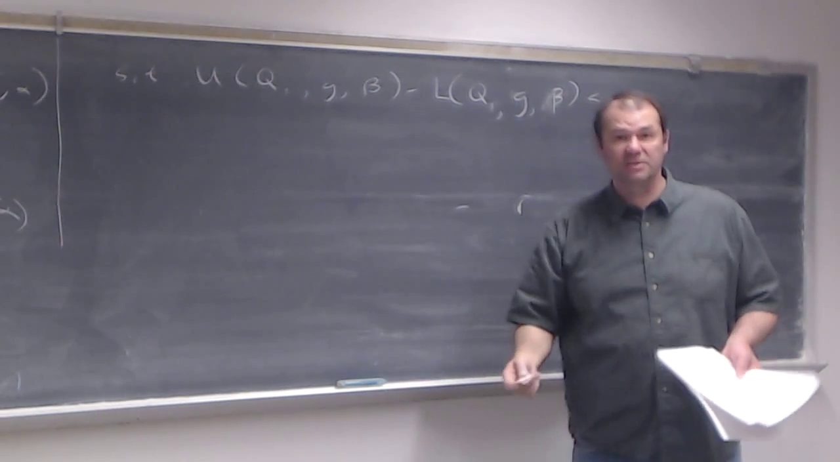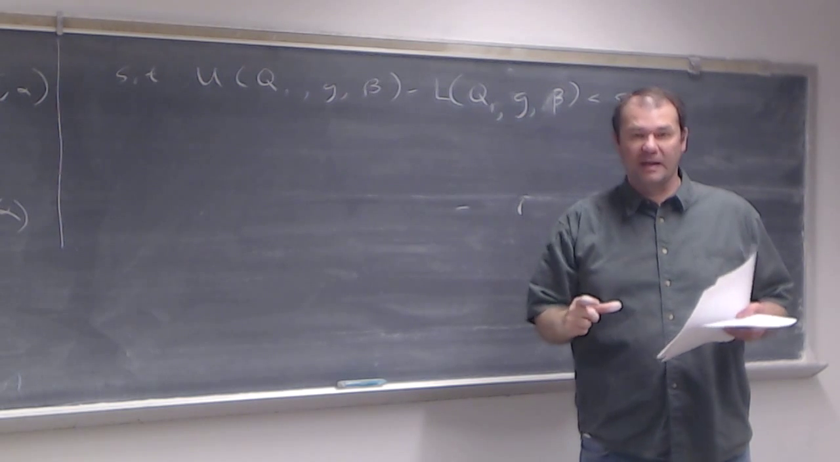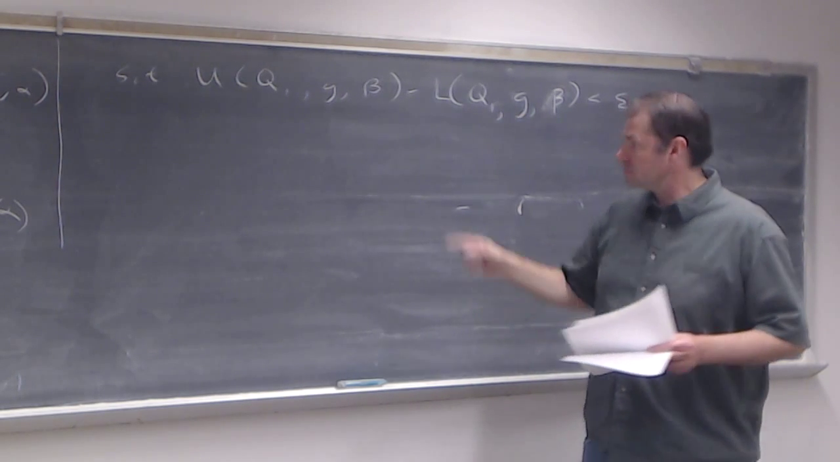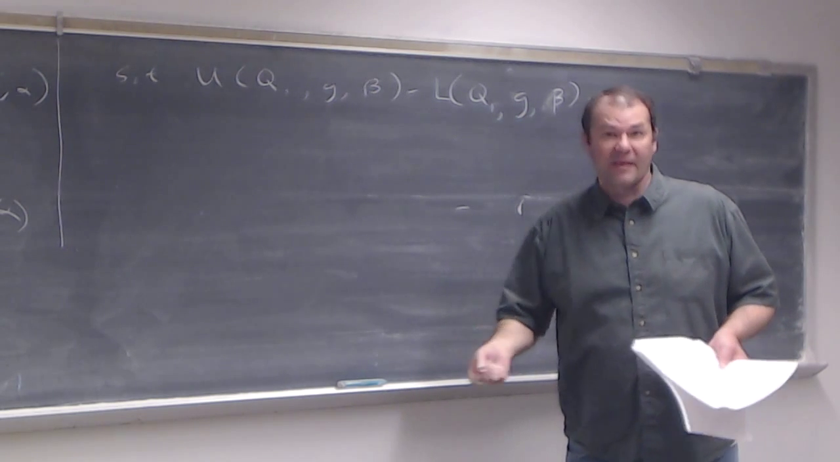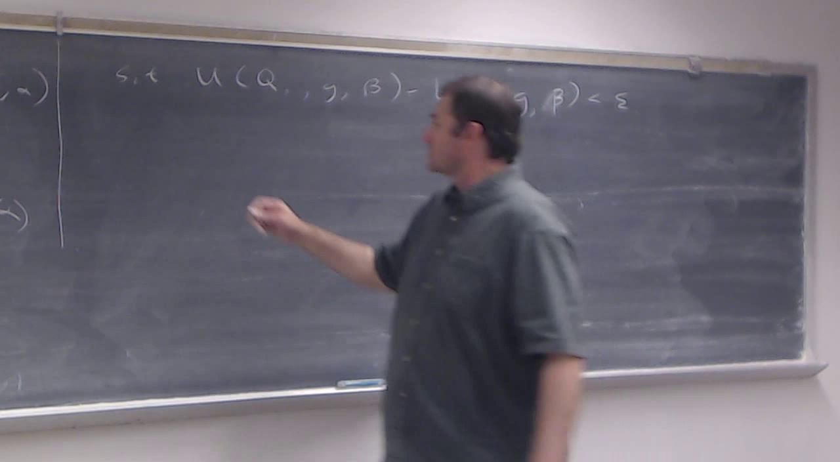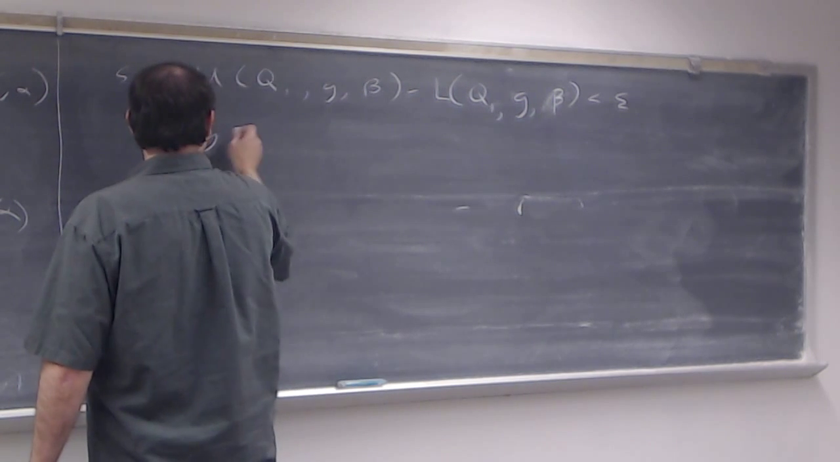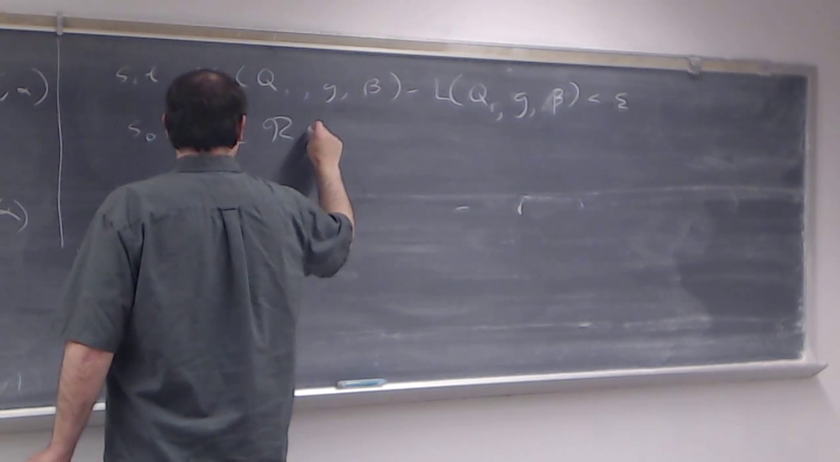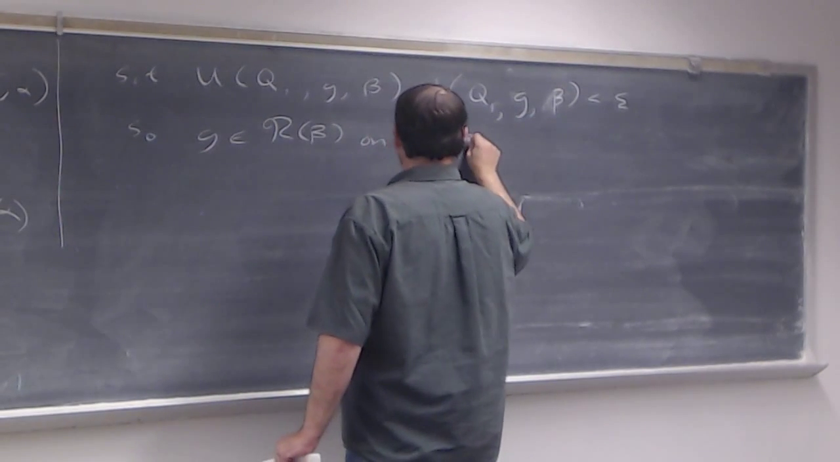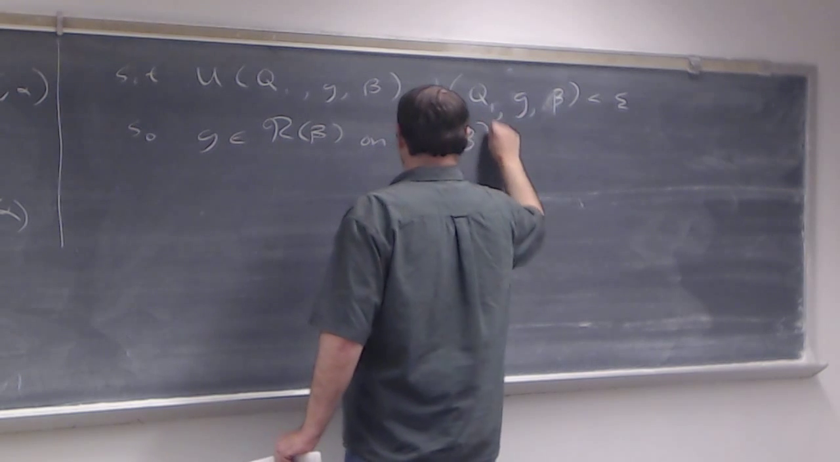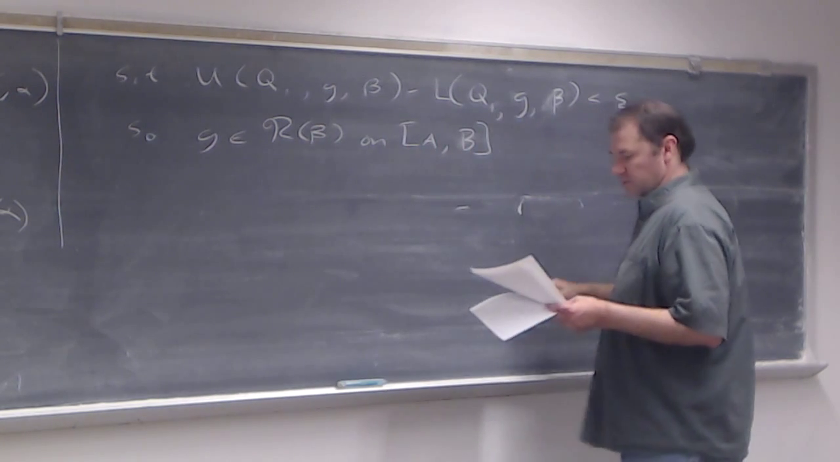So since I found such a partition of the big interval from big A to big B, such that the upper sum minus the lower sum was less than epsilon, by that main fact, that tells us that g is Riemann-Stieltjes integrable with respect to beta on big A to B. And that concludes this proof.